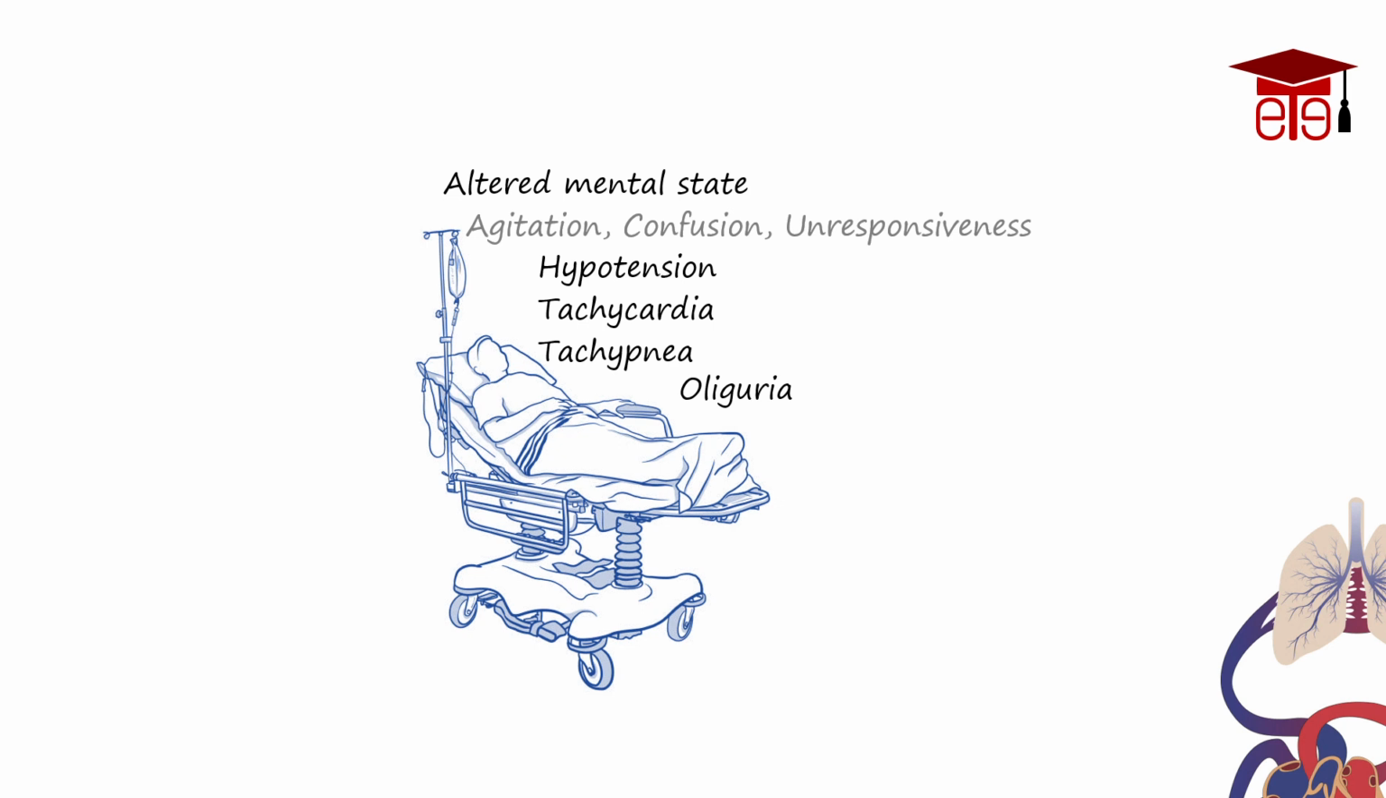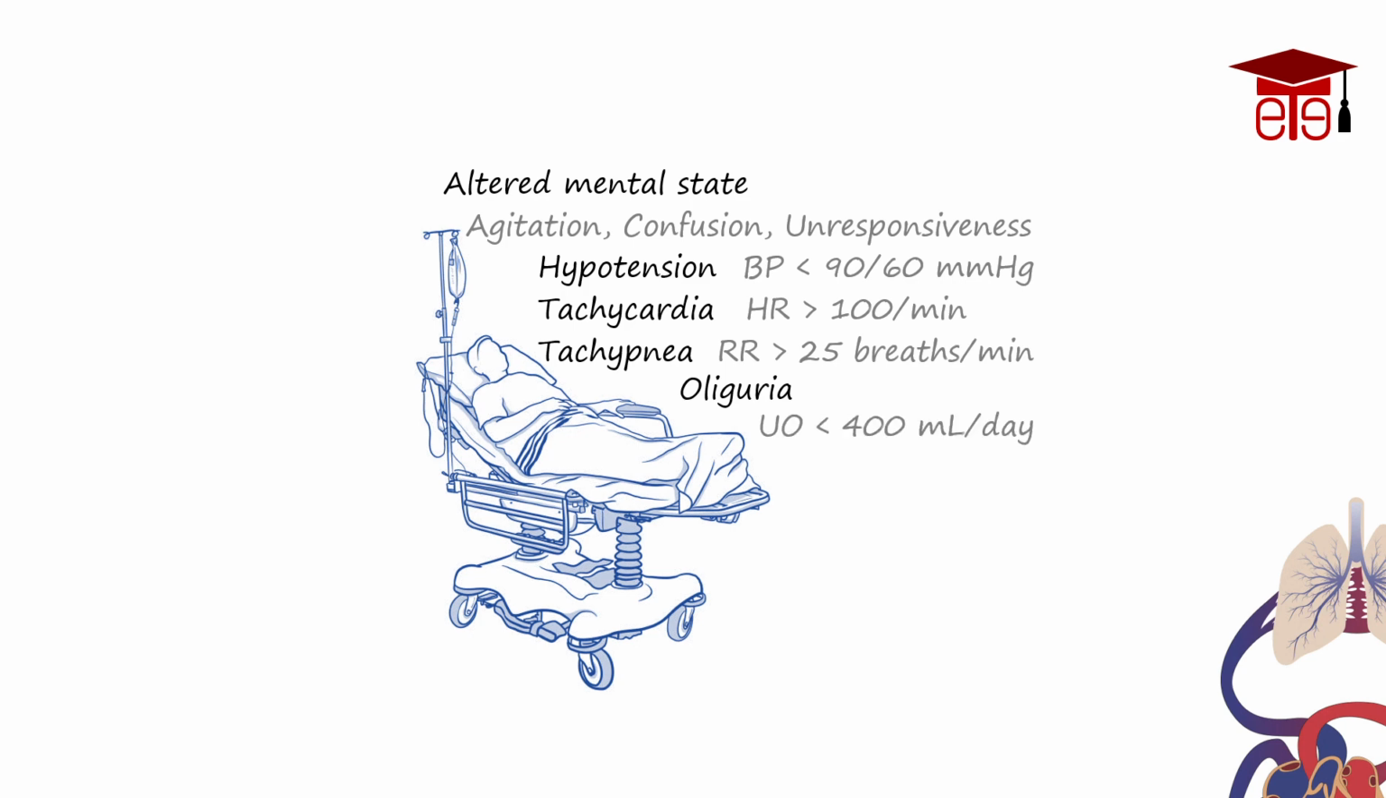Hypotension is defined as blood pressure below 90/60 millimeters of mercury, tachycardia as a heart rate exceeding 100 beats per minute, tachypnea as breathing over 25 breaths per minute, and oliguria as urine output less than 400 milliliters in 24 hours. Since blood flow to tissues is dangerously low, it can cause cellular injury and organ damage. Early treatment can reverse these effects, but without proper intervention, shock can lead to irreversible multi-organ failure and death.